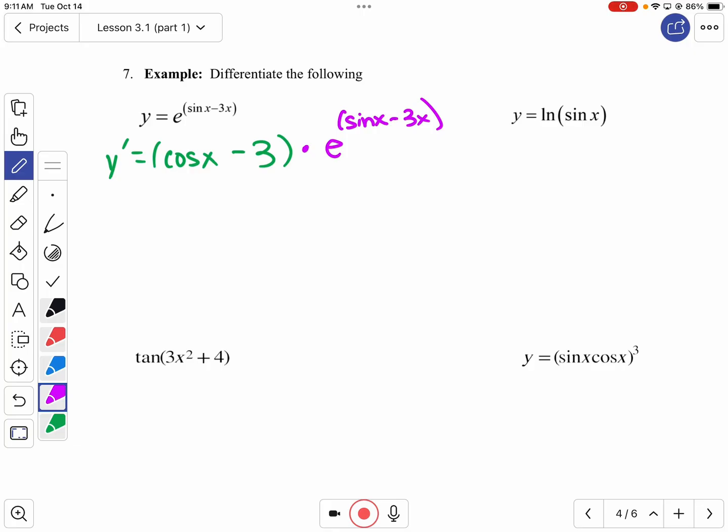All right, try the one next to it. ln of sine of x.